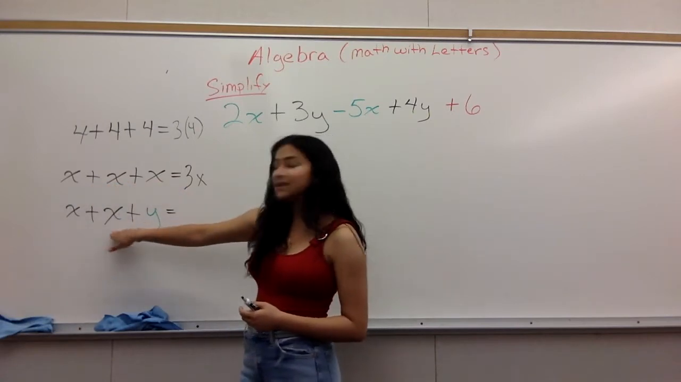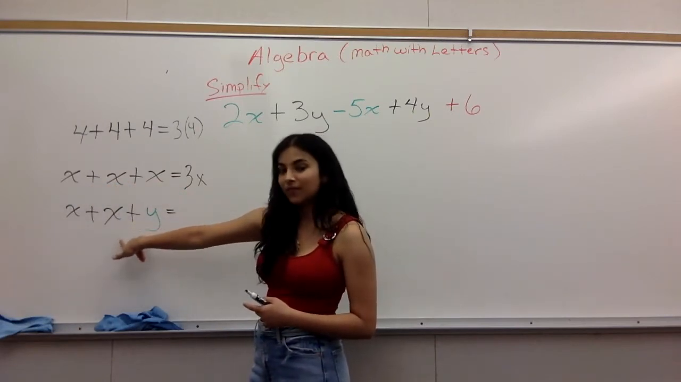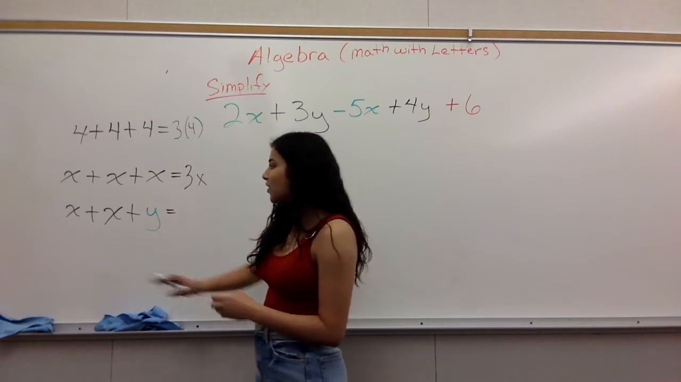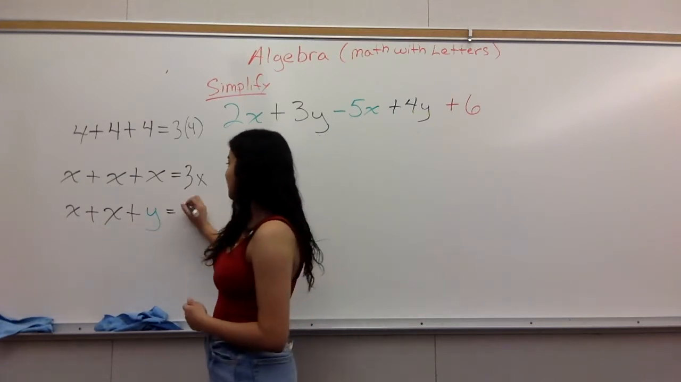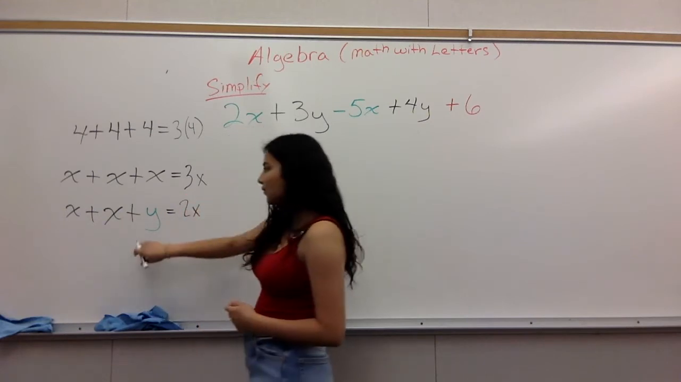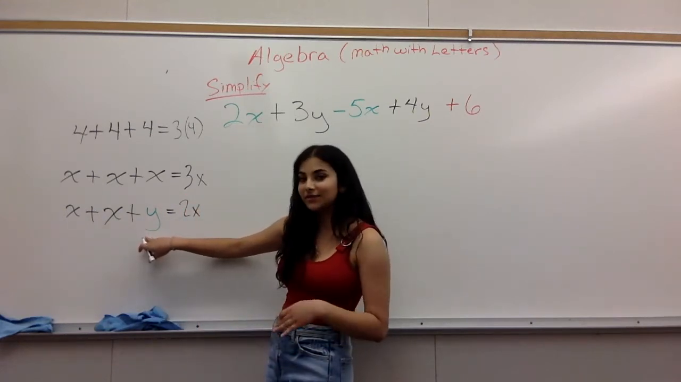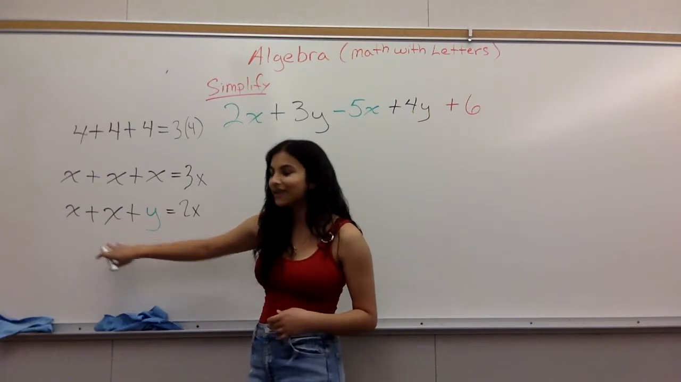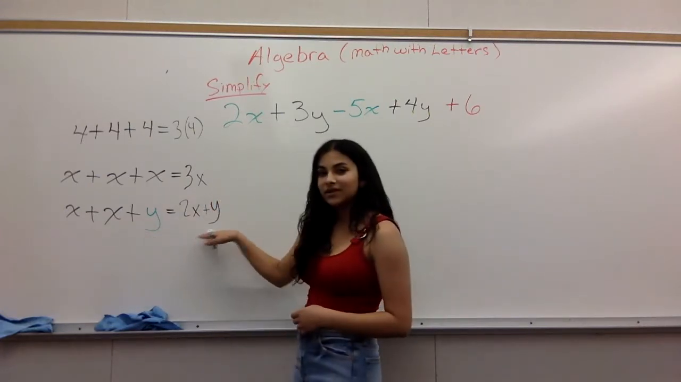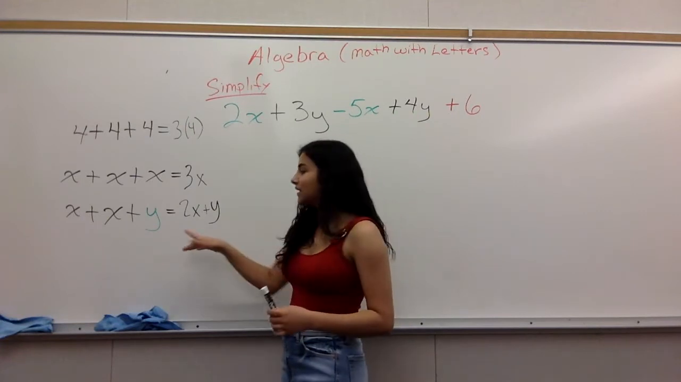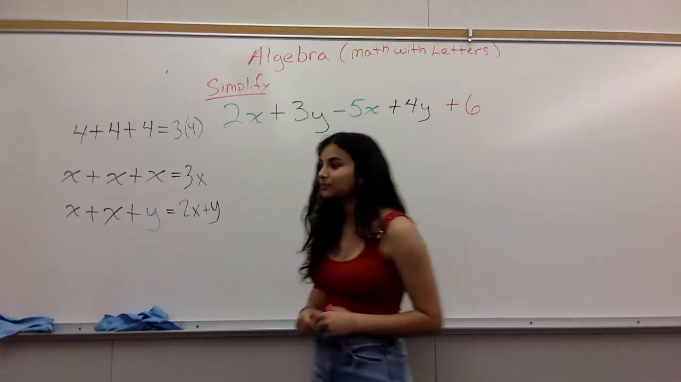If there was x and y, then these two can be different numbers because they're different letters. So over here, we have two x's, two of the same numbers, so it's going to be 2x. We have one y. This one is going to be different because it's not the same letter as x. So that's when they can be different numbers. And that's why we can't put these together because they're going to be different numbers.